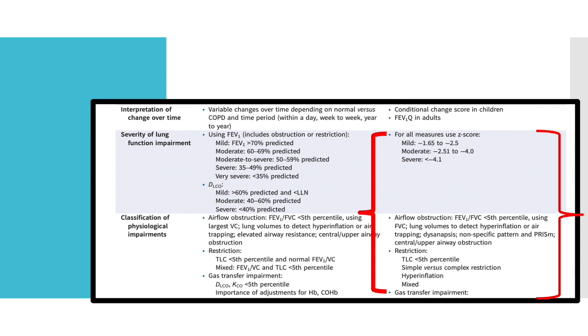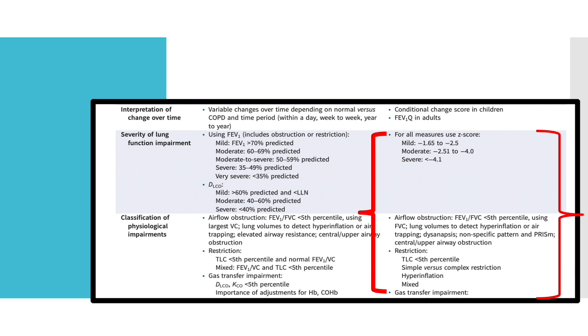In 2005, when we used FEV1 for obstruction or restriction, we divided into mild, moderate to severe, severe and very severe categories. Mild being FEV1 more than 70, then 60 to 70, 50 to 60, 35 to 50 and less than 35%. Similarly with DLCO there was a separate grading of mild, moderate, severe being 60, 40 and below.